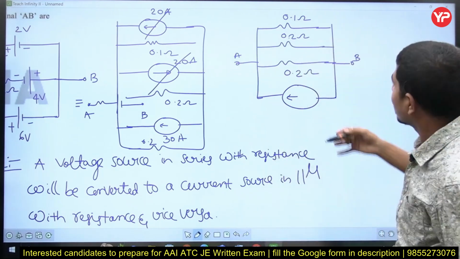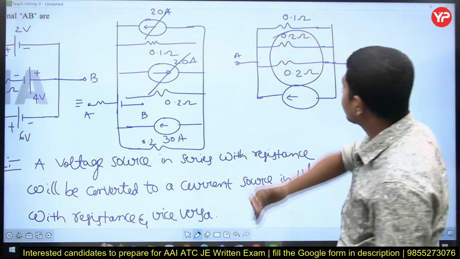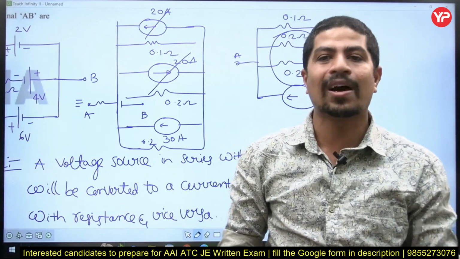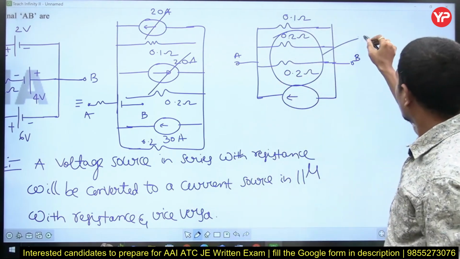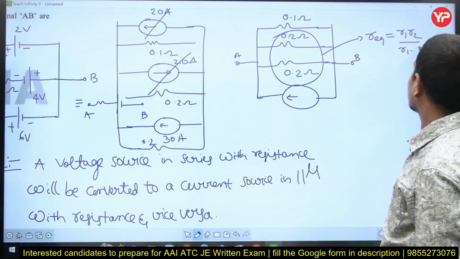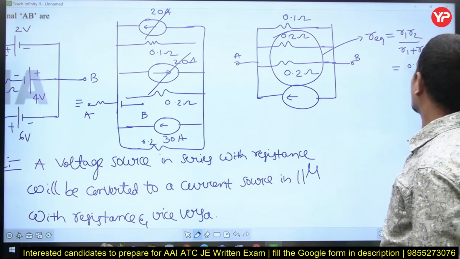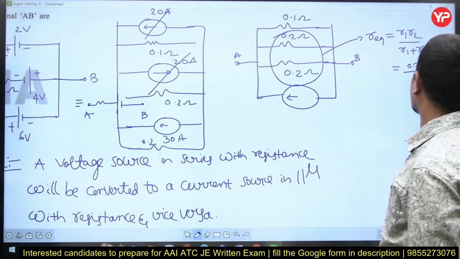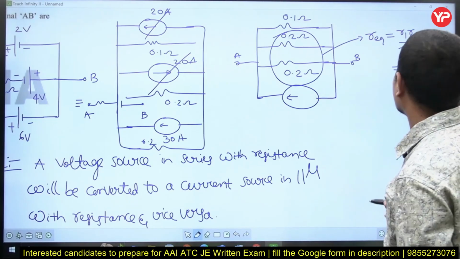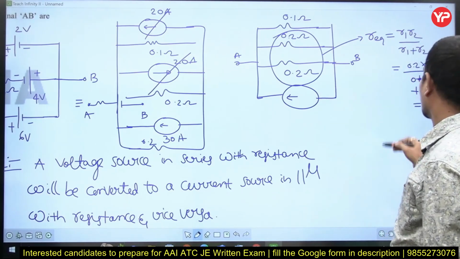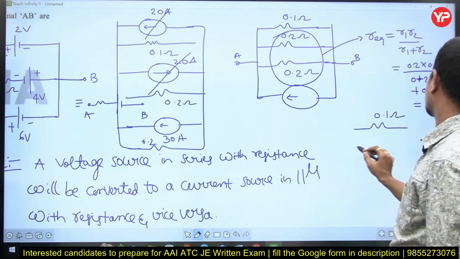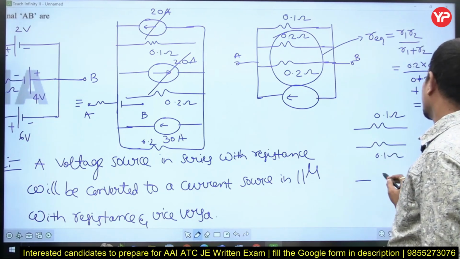Now this 0.2 is in parallel with the 0.2, and all three resistors are in parallel. If resistances are in parallel, R equivalent is equal to R1 R2 by R1 plus R2. These two are equal, no? What is R1 R2? 0.2 into 0.2 divided by 0.2 plus 0.2, that is 0.1. This parallel combination became 0.1 ohm.